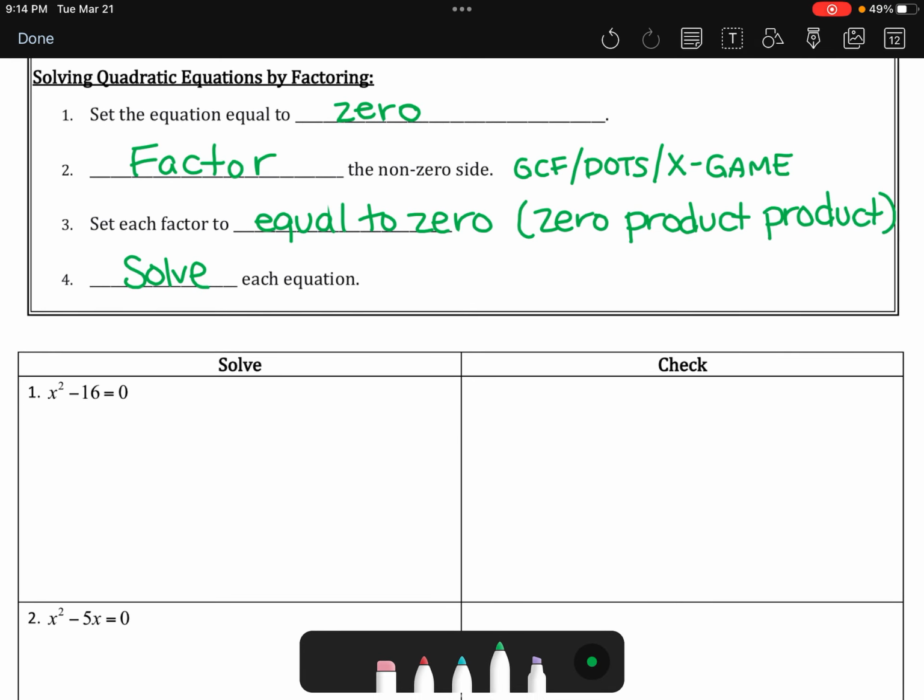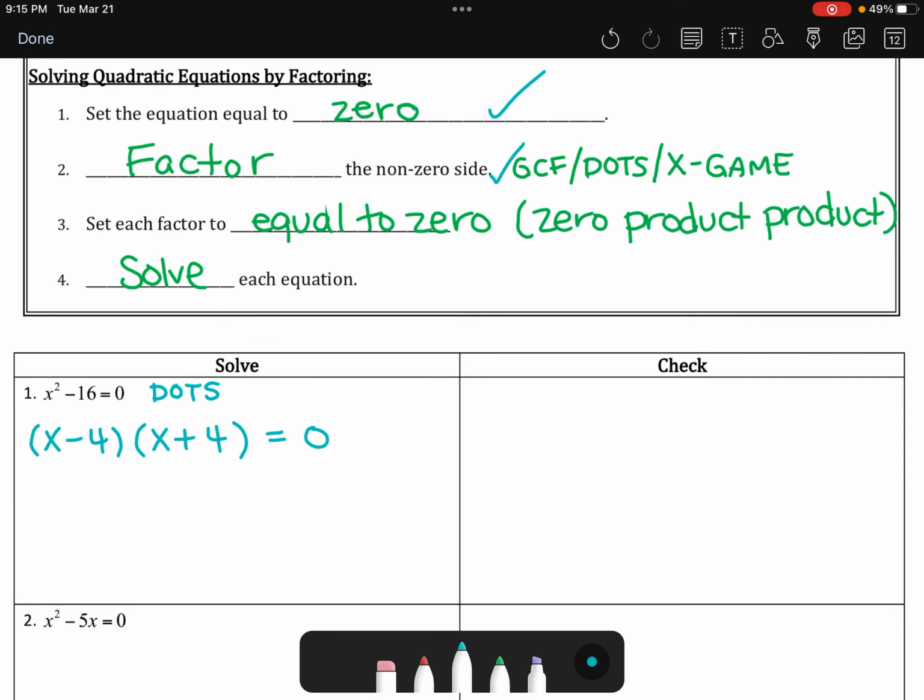All right, let's try a couple more. First one, I want to make sure you have time to copy it. First one, question number 1. It's not a trinomial, so we're not playing the X game here. There's no GCF, but I hope you realize by now that that is dots, difference of two squares. So how do we factor the difference of two squares? We're going to factor it x minus 4, x plus 4. It's already equal to 0, so the first step was taken care of for us. Second step, factor. Third step, set each factor equal to 0.